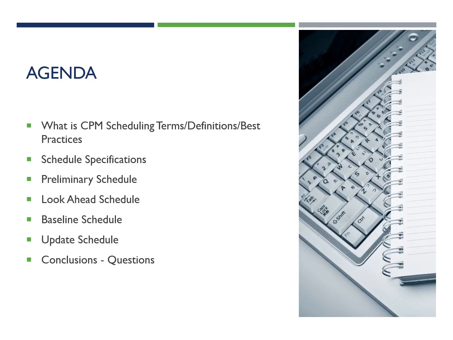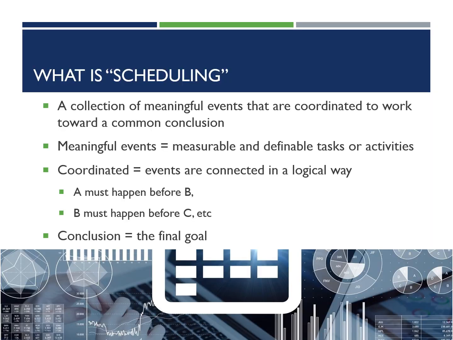Here's the agenda for today's presentation. We're going to talk about and define critical path method scheduling. We're going to talk about the different types of specifications that we see in scheduling. We're going to talk about the different types of schedules that you may need to create or submit, and then conclusions. So let's start off with what is scheduling.